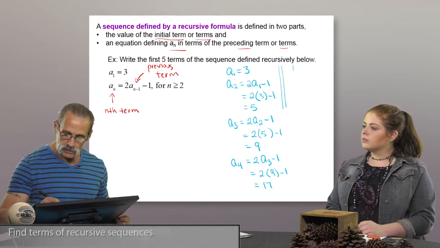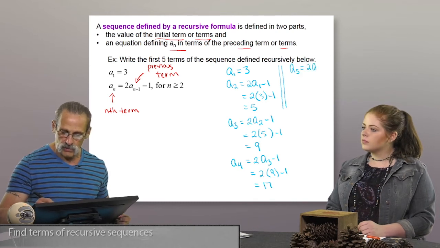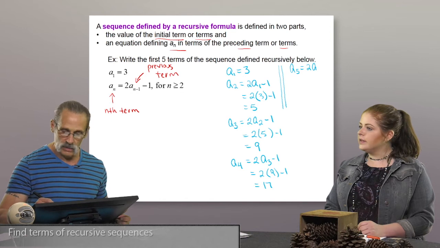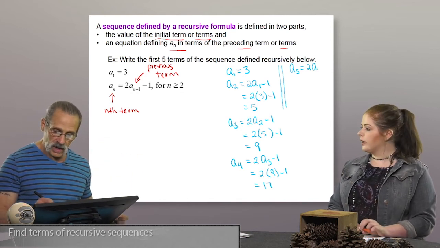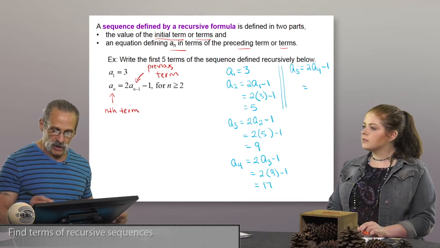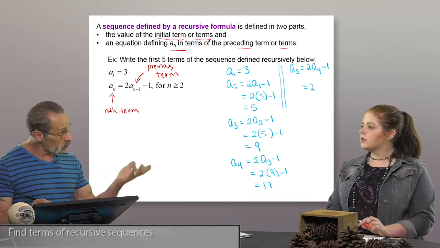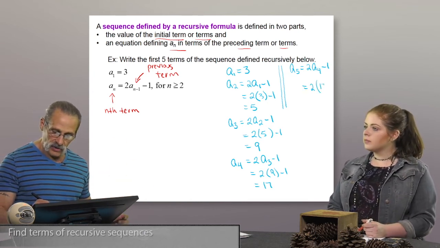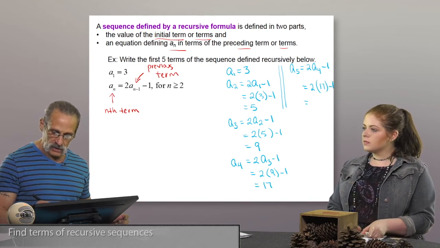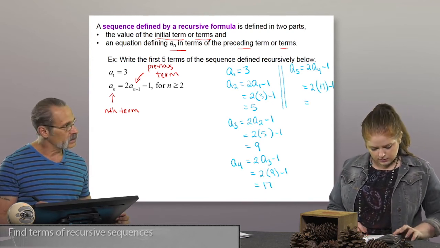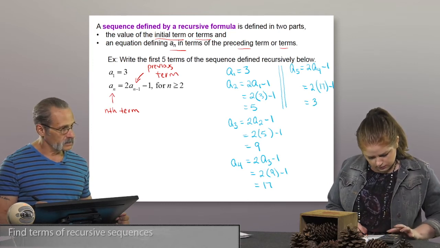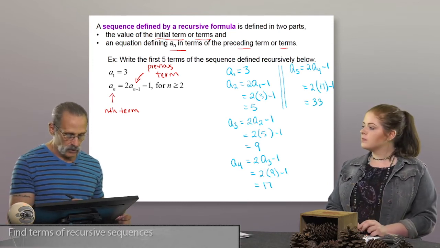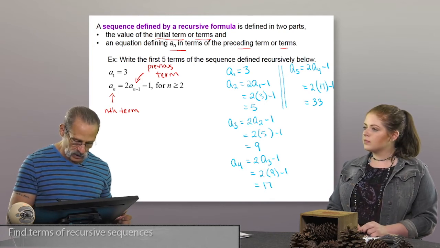5th term. So the 5th term is found by taking 2 times the preceding term, which would be A sub 4. A sub 4 minus 1, and you'll substitute in for A sub 4 now 17. And 2 times 17 minus 1 is 33. Beautiful. So when we write out our first 5 terms, we can do that.